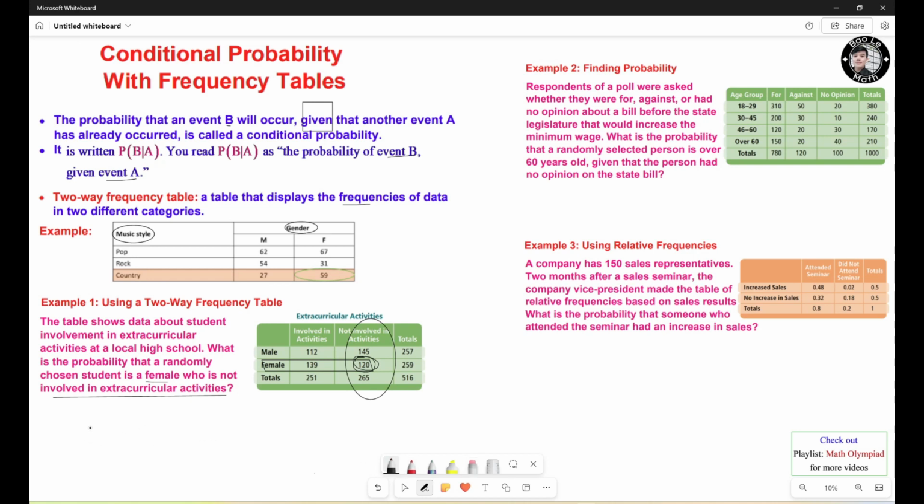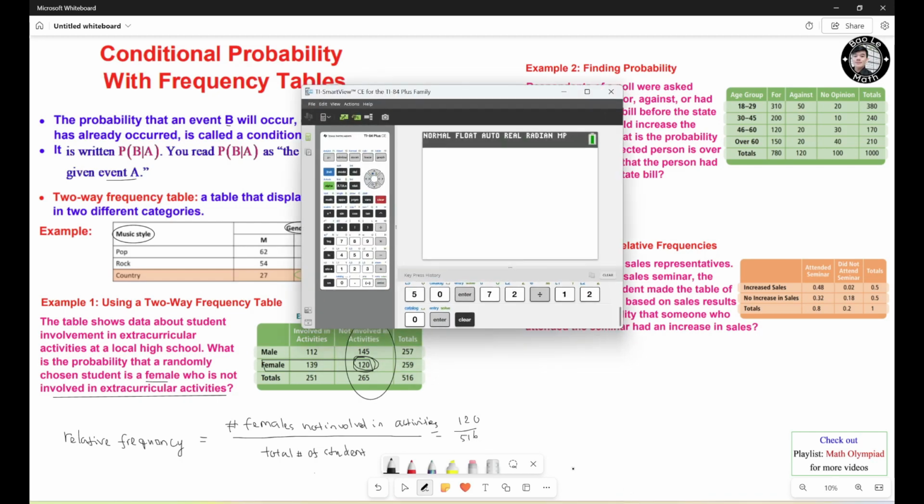Alright, so we have relative frequency equals the number of females who are not involved in activities divided by the total number of students. So it's going to be 120 divided by 516. So it's going to be 23.3%.